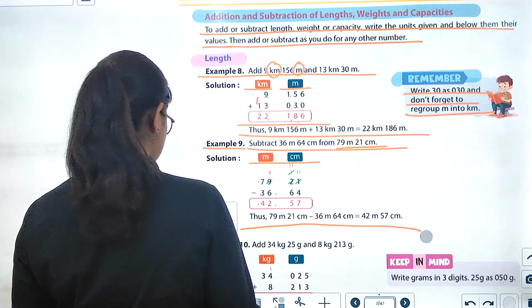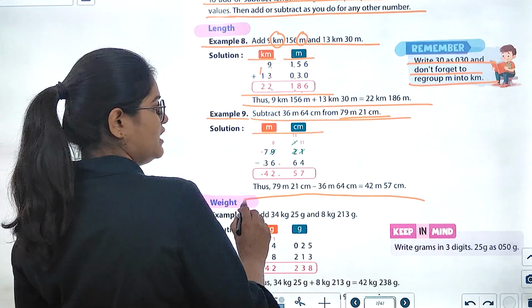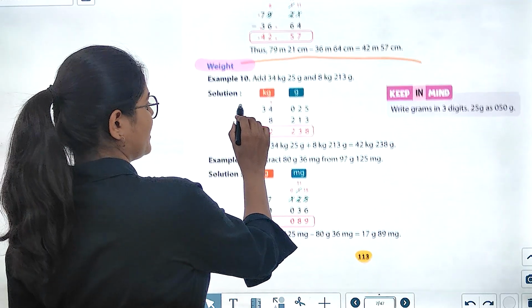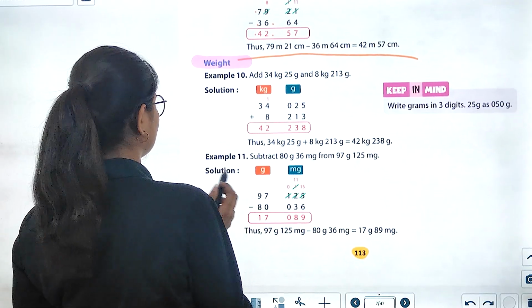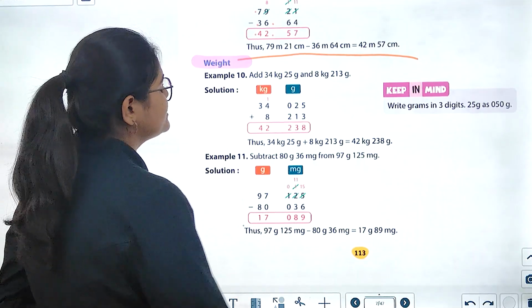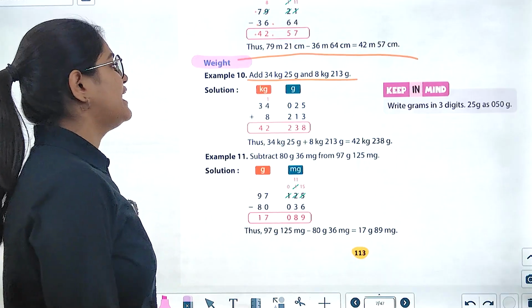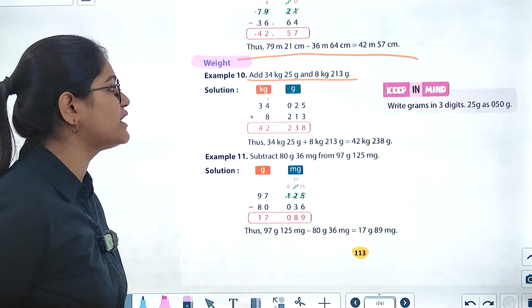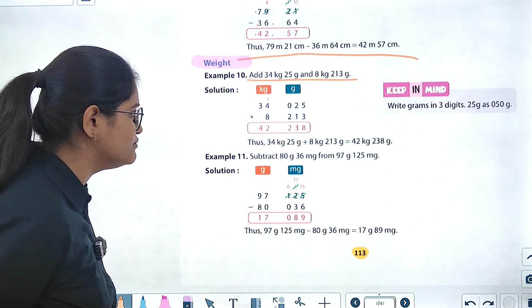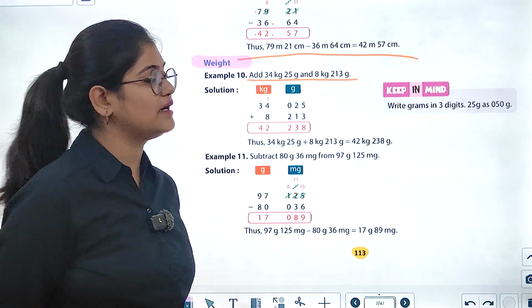Next, we have weight. अब let's see कि हम weight को कैसे add या फिर subtract कर सकते हैं. Let's try to understand with the help of the examples. That is, add 34 kilograms, 25 grams and 8 kgs and 213 grams.